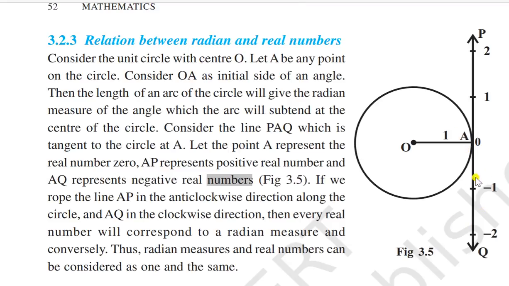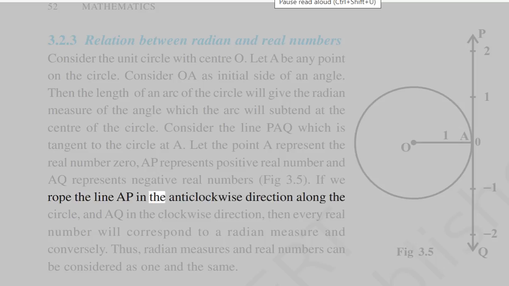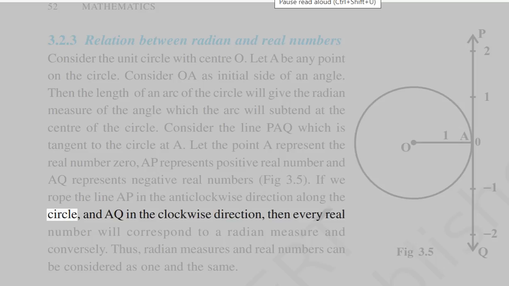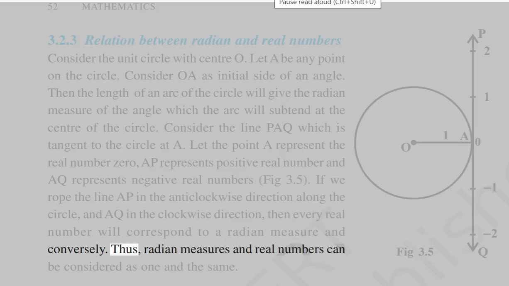So this part is negative. This part is positive. That is it. They use such big words, it'll make people go crazy. Figure 3.5. If we rope the line AP in the anticlockwise direction along the circle, and AQ in the clockwise direction, then every real number will correspond to a radian measure and conversely. Thus, radian measures and real numbers can be considered as one and the same.